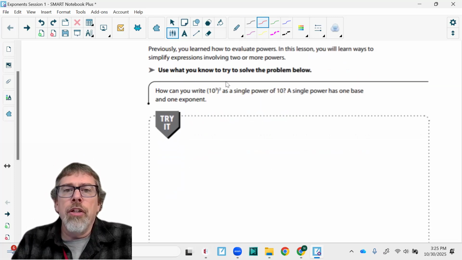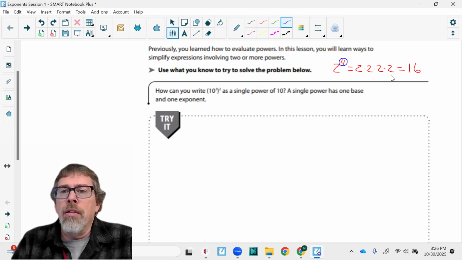Previously, you learned how to evaluate powers. In this lesson, you'll learn ways to simplify expressions involving two or more powers. So let me just stop right there and say, if we had 2 to the fourth power, that simply means 2 times 2 times 2 times 2, and that is 2 times 2 is 4, times 2 is 8, times 2 is 16. So what an exponent, or power, is, is repeated multiplication.